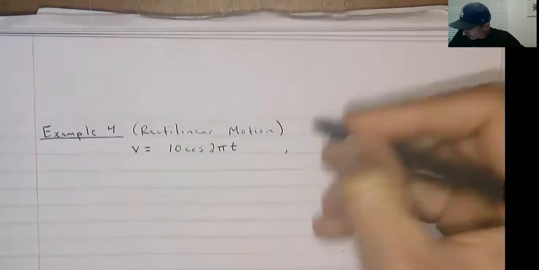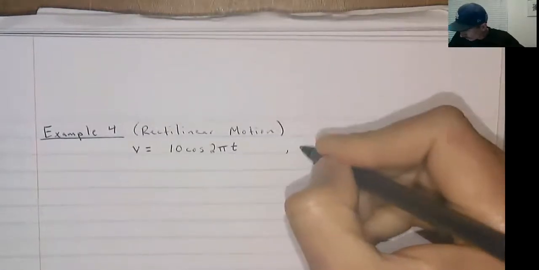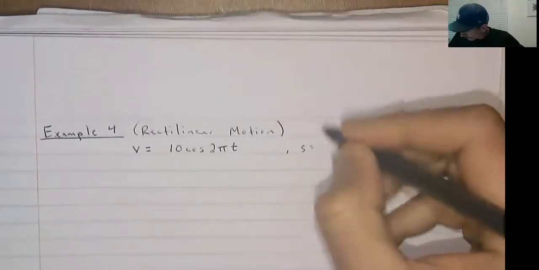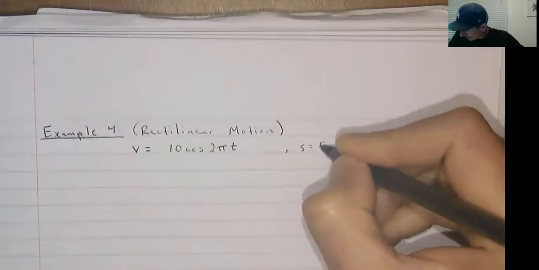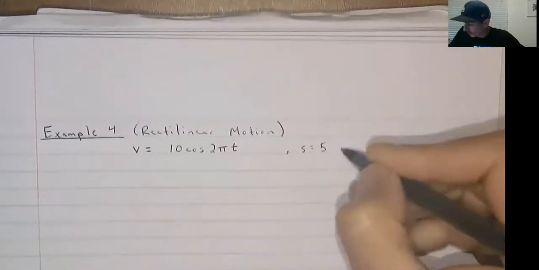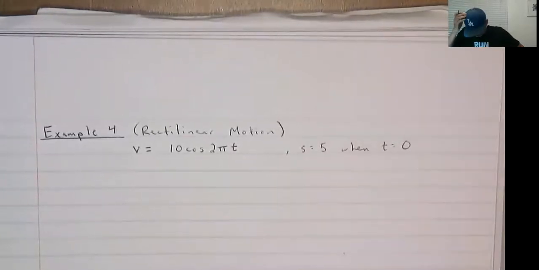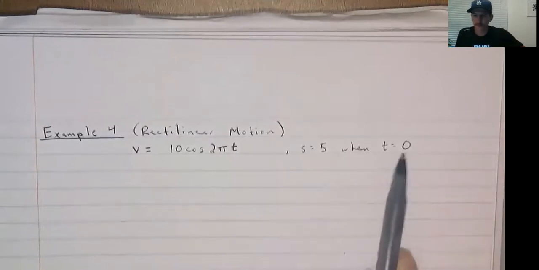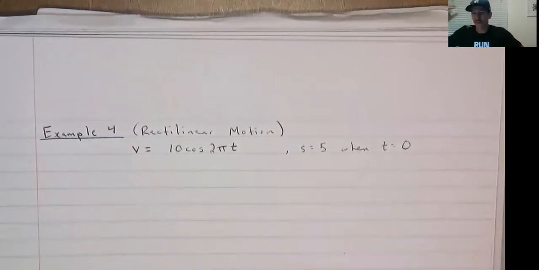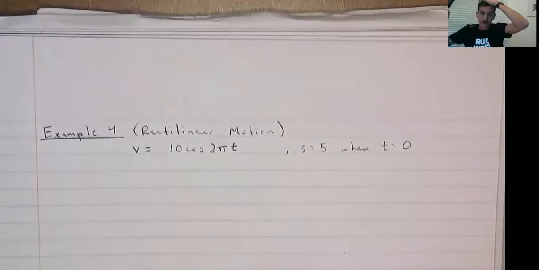Let's note that s is equal to 5. So the position is 5 when t is 0. That was what they told us, the particle is 5 centimeters to the right of the origin at the start of the motion. Well, the start of the motion is t equals 0, or we're assuming that because we haven't been told otherwise.